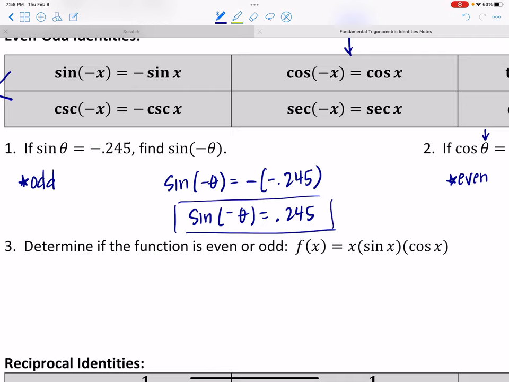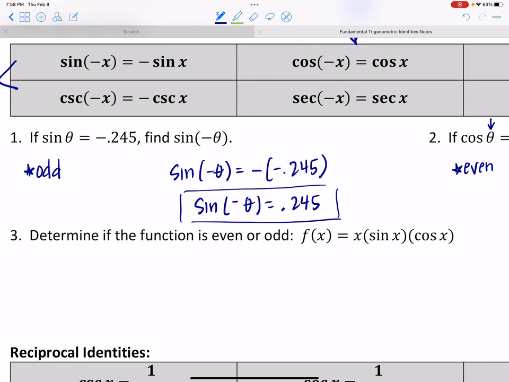And then let's look at the next example. So we have a new function that has a factor of sine, a factor of cosine, and a factor of x. And we are asked to determine if the function is even or odd. So we're going to use identities and this definition. How do we know if a function is even or odd?